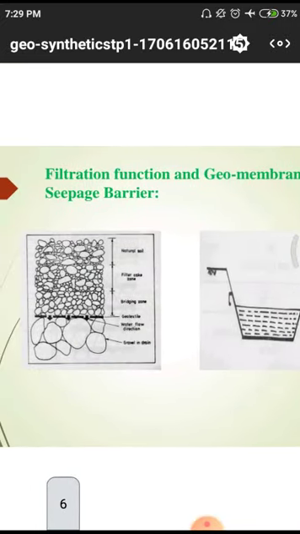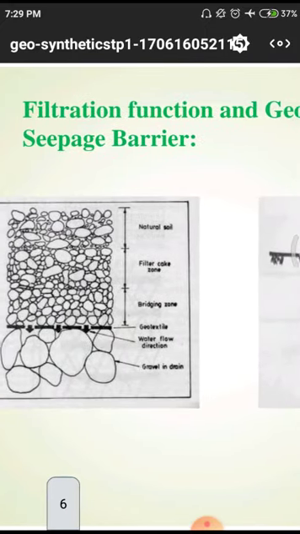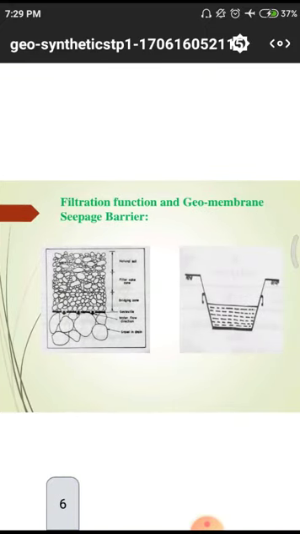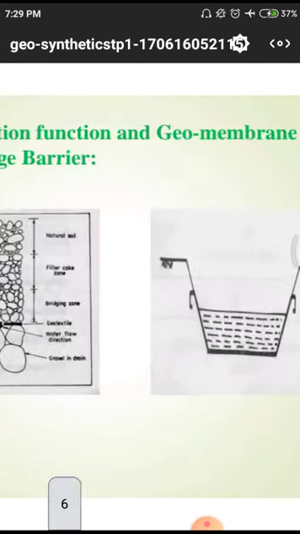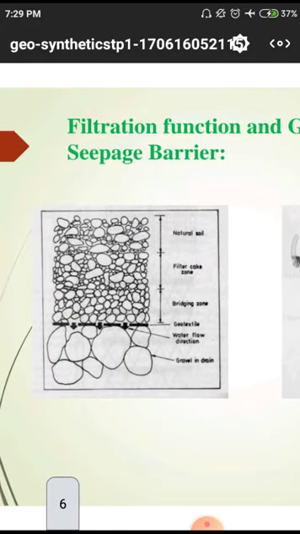Here we have to observe a separate structure. Those will be used for the purpose of the filtration function and the geomembrane seepage barrier. Here we have to observe the total structure. On the top we have a huge quantity of voids. In the middle structure we have less void content, and in the bottommost structure we have huge gaps between the stones.